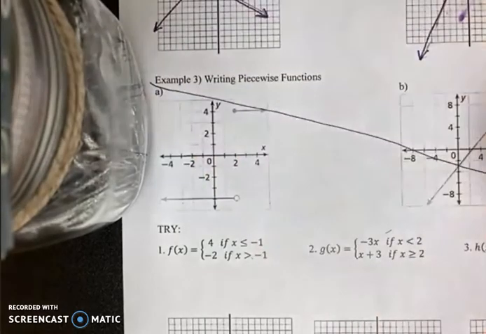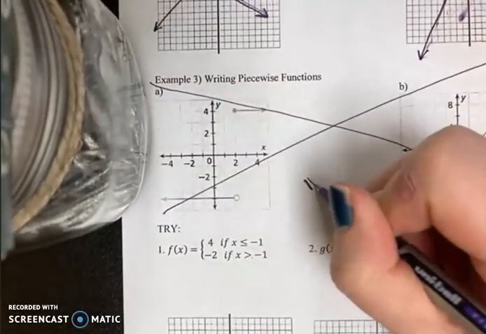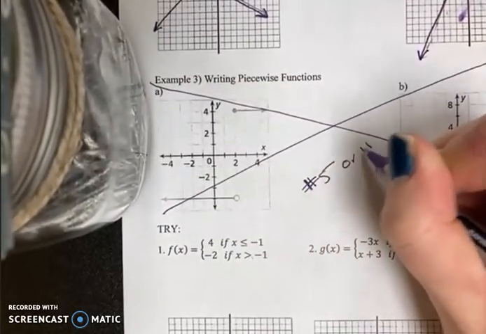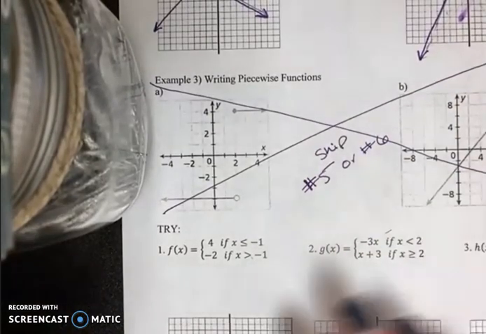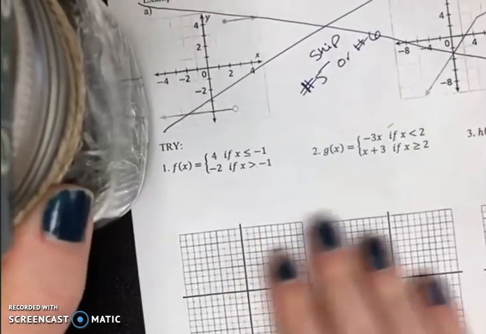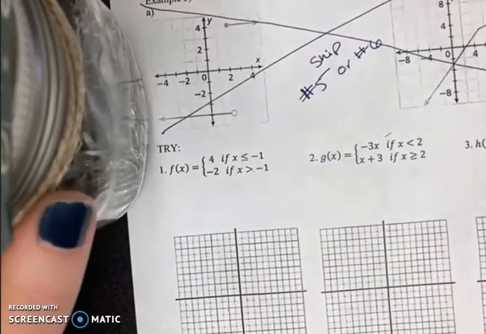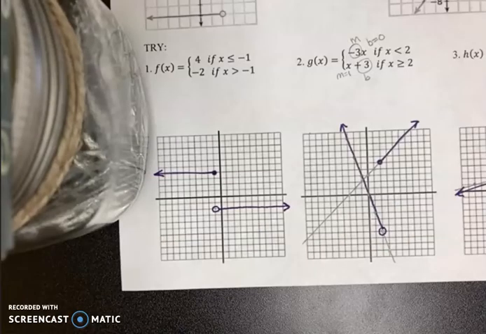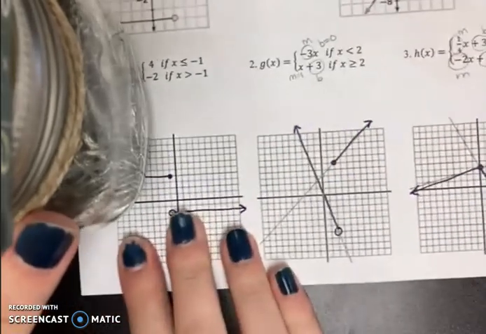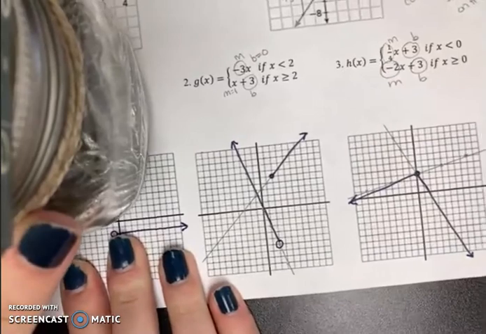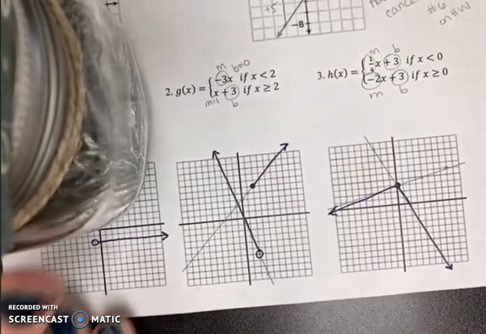I want you to cross off example 3, and you're also not going to do number 5 or number 6 on the homework. But please try the try problems and hit play when you're ready to check. Feel free to pause the video and check your work here. So the purple are what your piecewise functions should look like. And then there's 3. Again, feel free to pause and check your work.